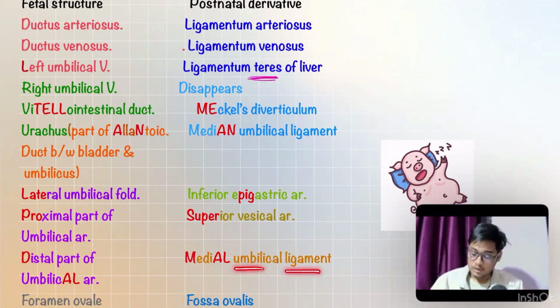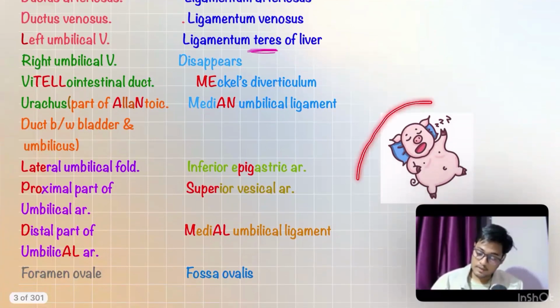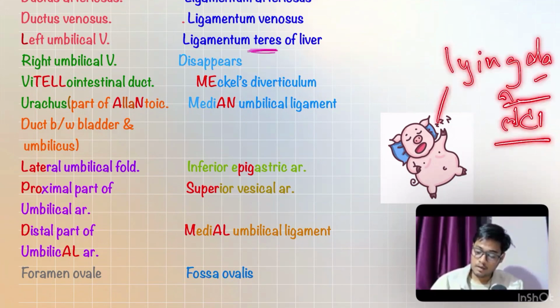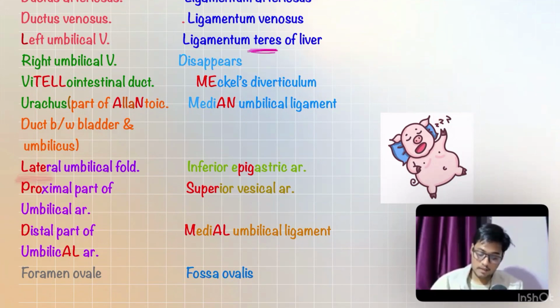So it is important to learn. So you all can see that there is a pig here and he is sleeping, he is lying down. In Hindi, lying down means leta. Leta means late. So lateral umbilical fold forms the inferior epigastric artery.